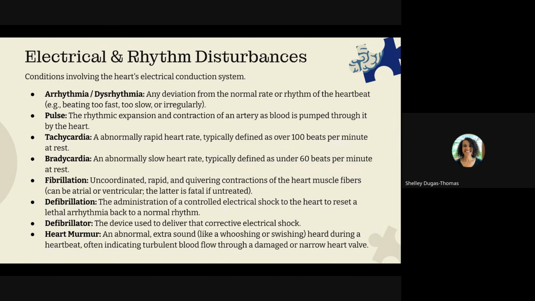The prefix a or dys means abnormal or without. So an arrhythmia or dysrhythmia is an abnormal heart rhythm. Tachycardia versus bradycardia. Tachy means fast, over 100 beats per minute, and brady means slow, under 60 beats per minute. Fibrillation is a chaotic, rapid quivering. To fix it, we use defibrillation. The prefix de means to remove or undo. We are literally undoing the fibrillation to reset the heart.